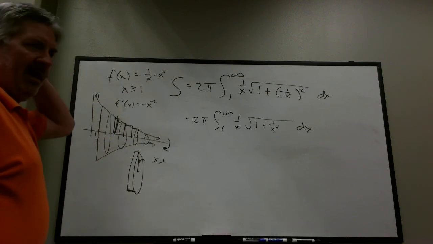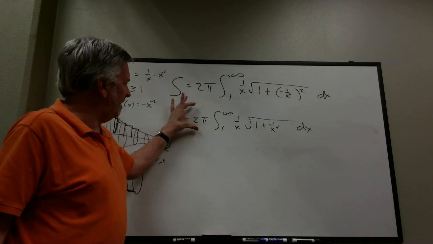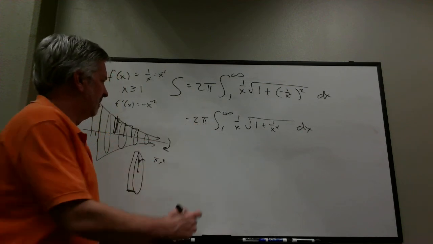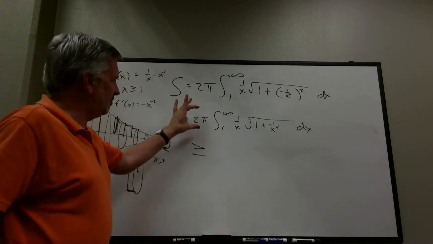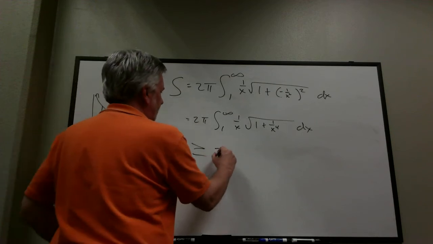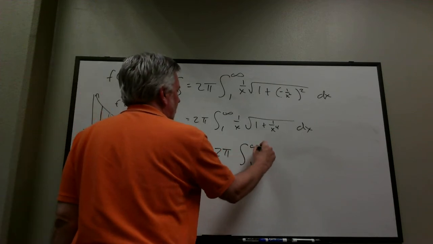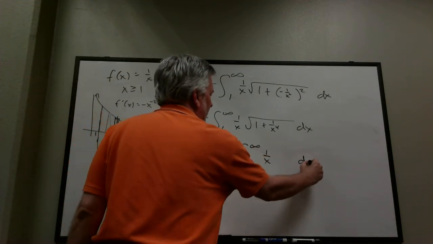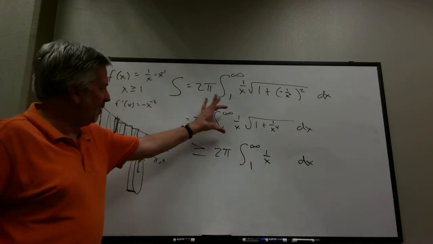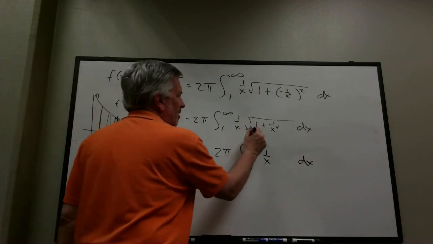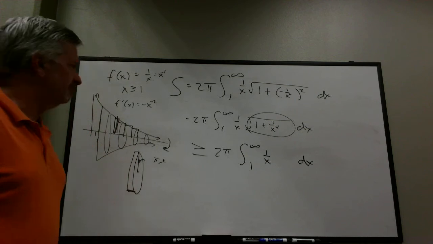Now, I want to find an integral that's less than that. So this is going to be greater than something else. I'm just going to bring down the 2 pi and keep the integral from 1 to infinity, and I'm going to keep the 1 over x as well. So I kept all this stuff the same. I want to talk about that expression.